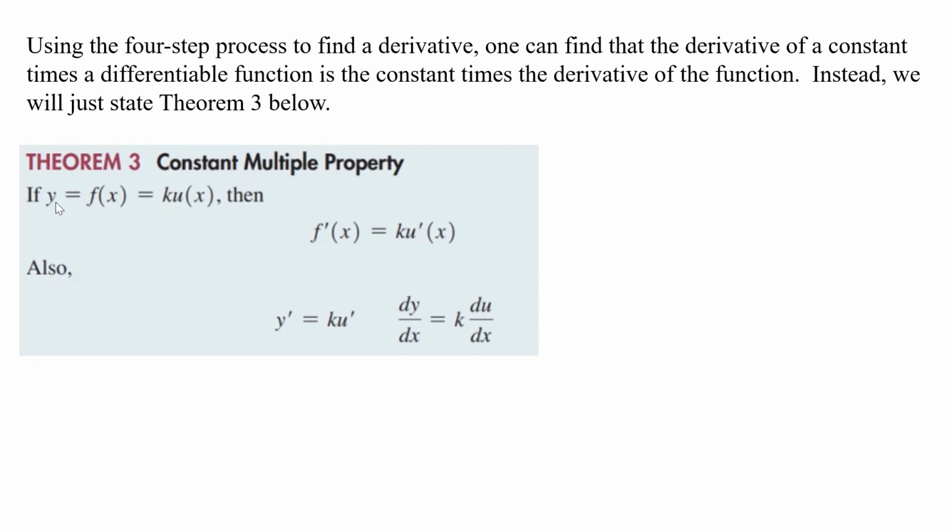Okay, so what happens is, again, if we have some y is equal to f of x, and that's equal to some k times u of x, then we can find f prime of x is equal to k, we're just going to pull it out front, times the derivative of that function, u prime of x. Another way to write it would be y prime or dy dx. And so that's going to be how it is. And then the du dx means we're going to take the derivative of that with respect to x.